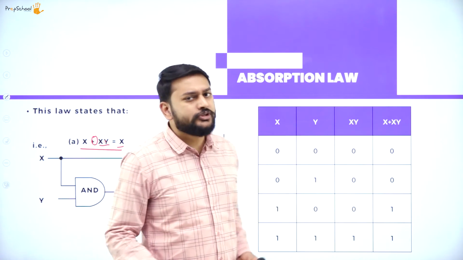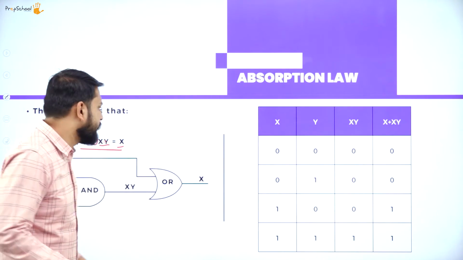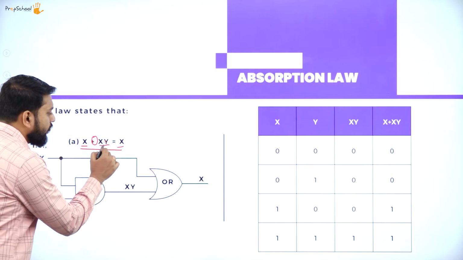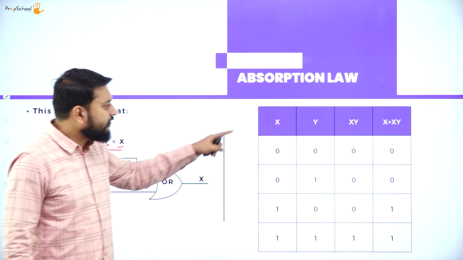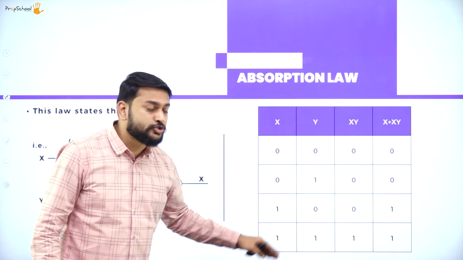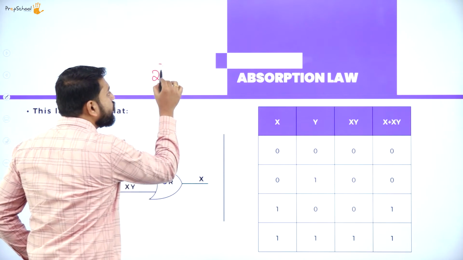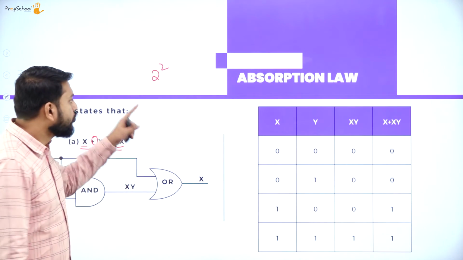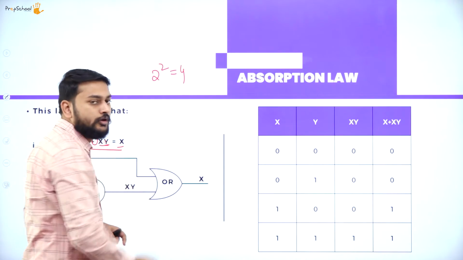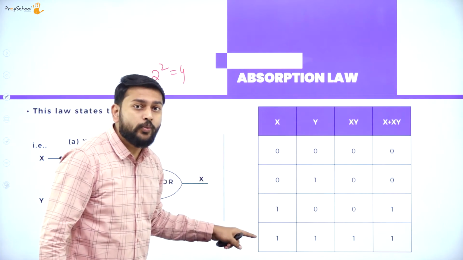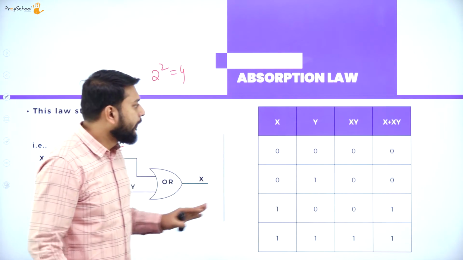So how do I prove this? How many variables do I have here? I have x and y, two different variables. When I have two different variables, how many combinations should I take? So 2 to the power of 2, which is 4. All right, 0, 0, 1, 1, 0, 1, 0, 1. So fine, I got it.